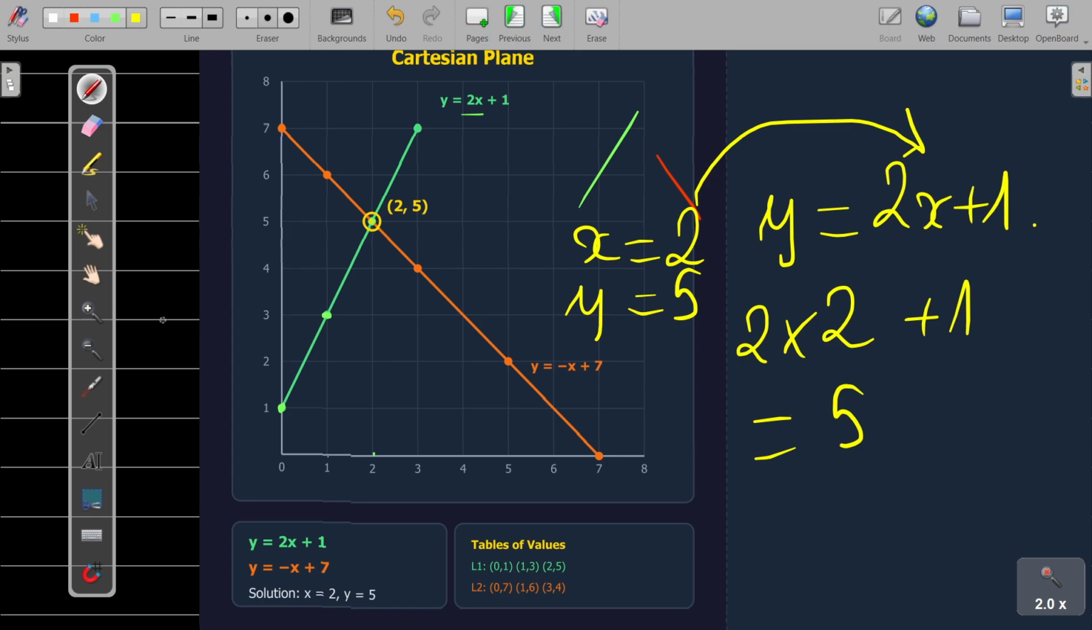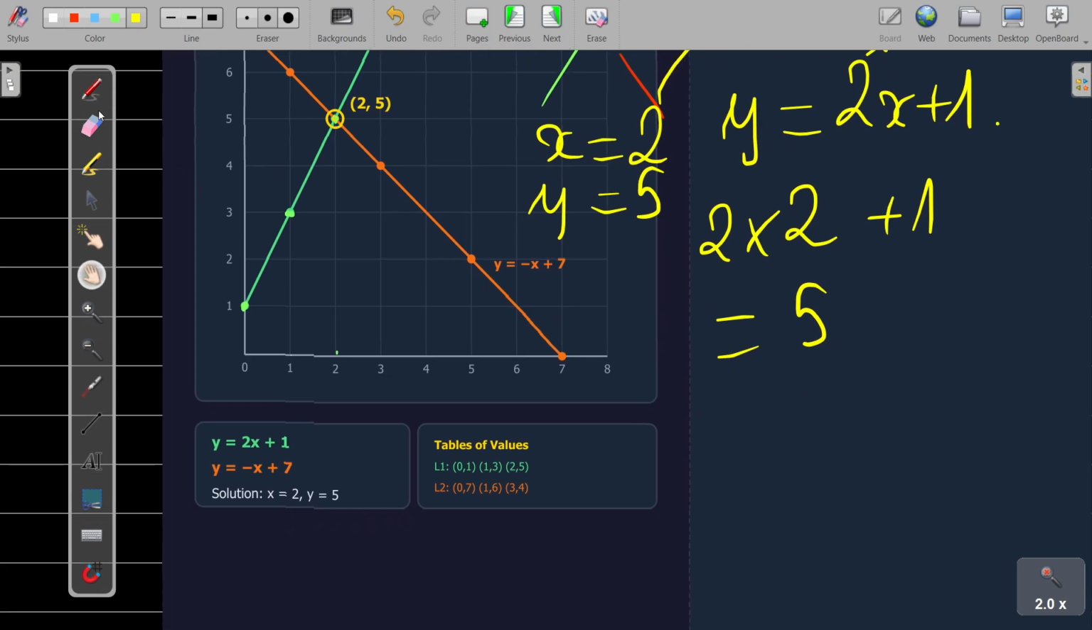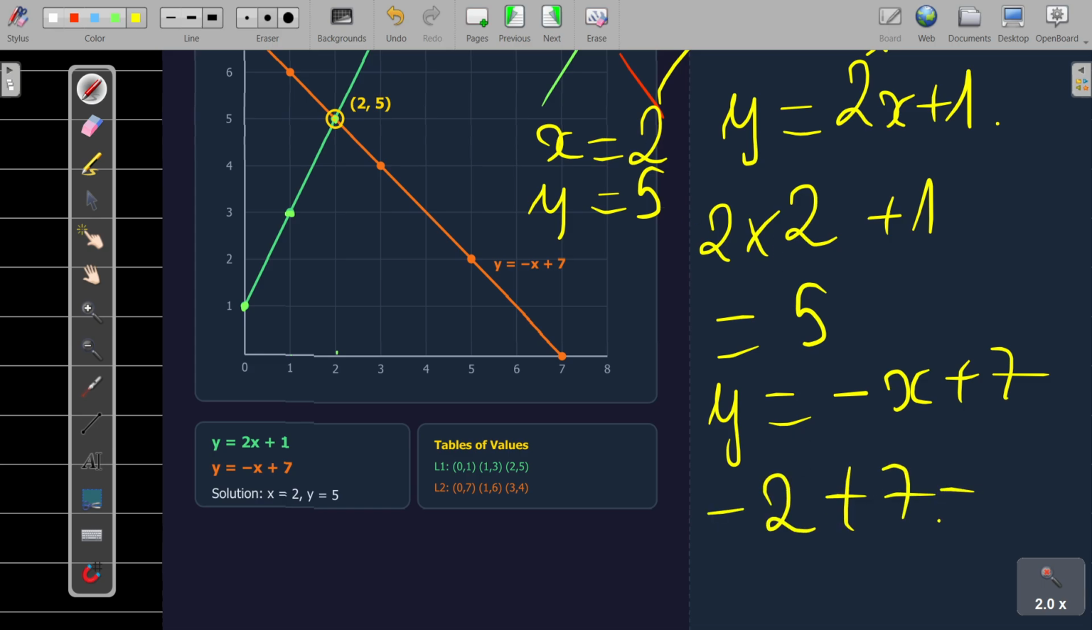What about for the next one? For y equals minus x plus 7, I'm going to substitute 2 into here. So minus 2 plus 7 should give me 5. Yes, that's both correct. I have tested both equations. They satisfy each other. And that should be fine.